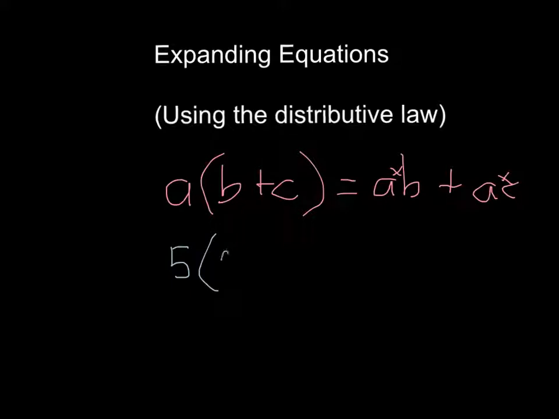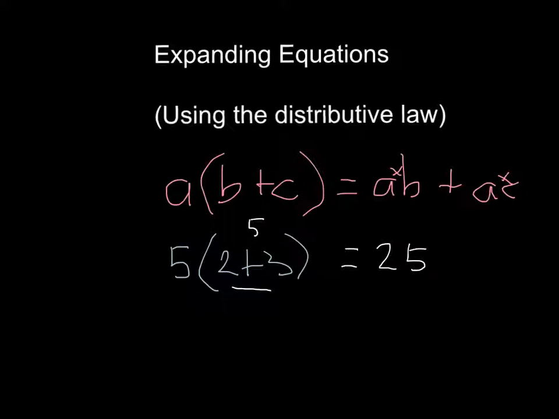5 times 2 plus 3. If we were to solve this using BODMAS, what we would do first is add what's in the brackets first, 2 plus 3, meaning 5, and then we would do what's outside the brackets, 5 times 5. The answer would be equal to 25.